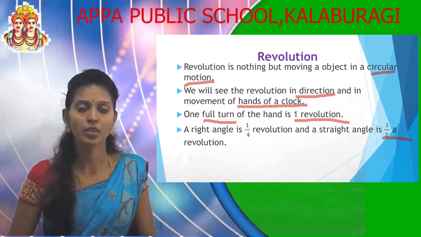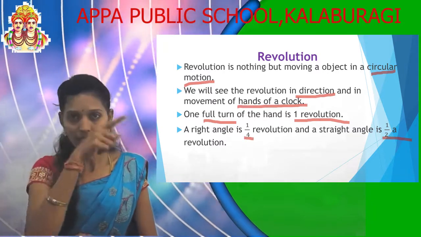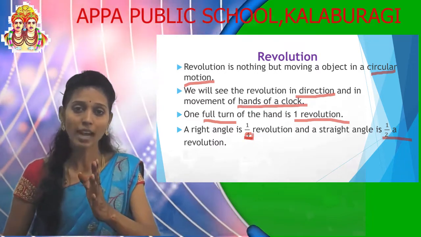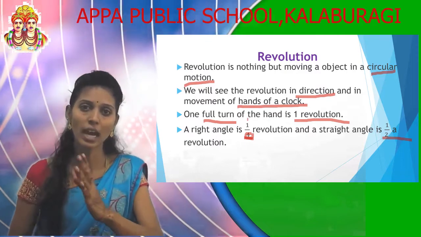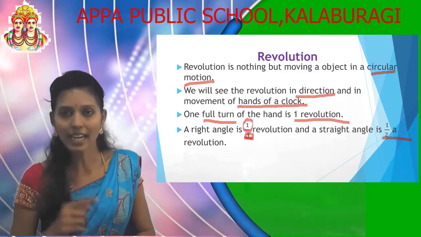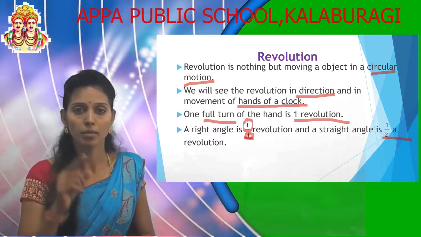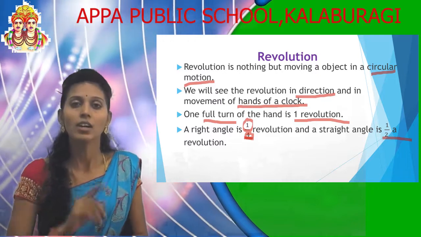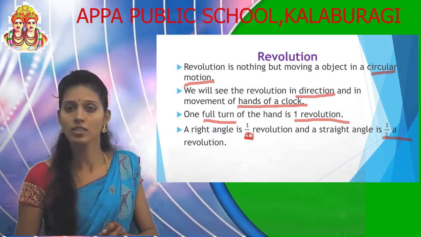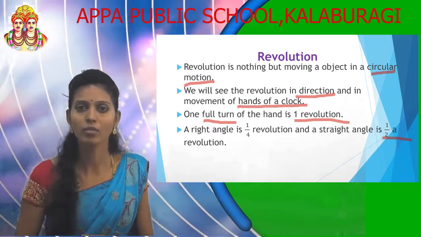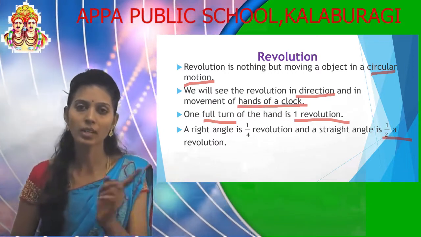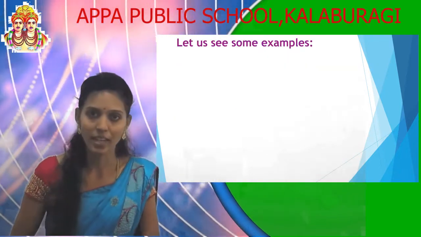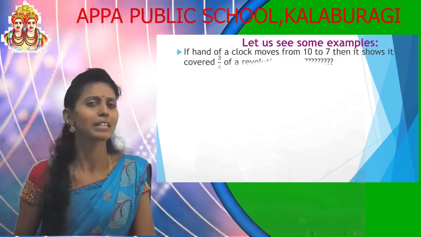Then half, obviously, is half of a revolution. Then one circle can be divided into 4 equal parts, isn't it? So a straight angle gives you half a revolution. Then one right angle shows you 1/4 of a revolution, because one circle will be divided into 4 right angles. Then one right angle shows you the fraction 1 out of 4, 1/4 of a revolution. Understood? And one straight angle shows you half a revolution, because one straight angle is nothing but 2 right angles. That's it. Got it? Now let us see some examples.